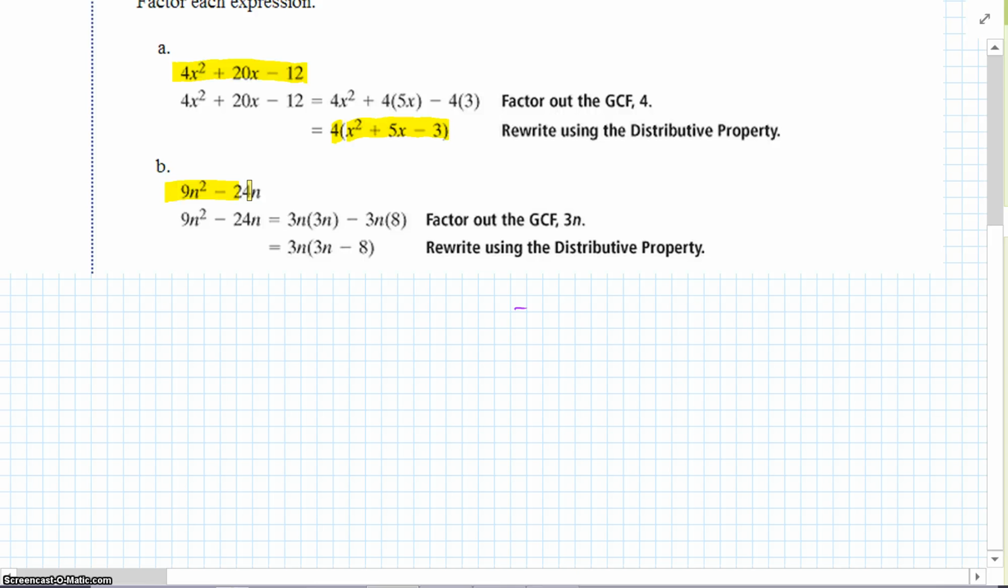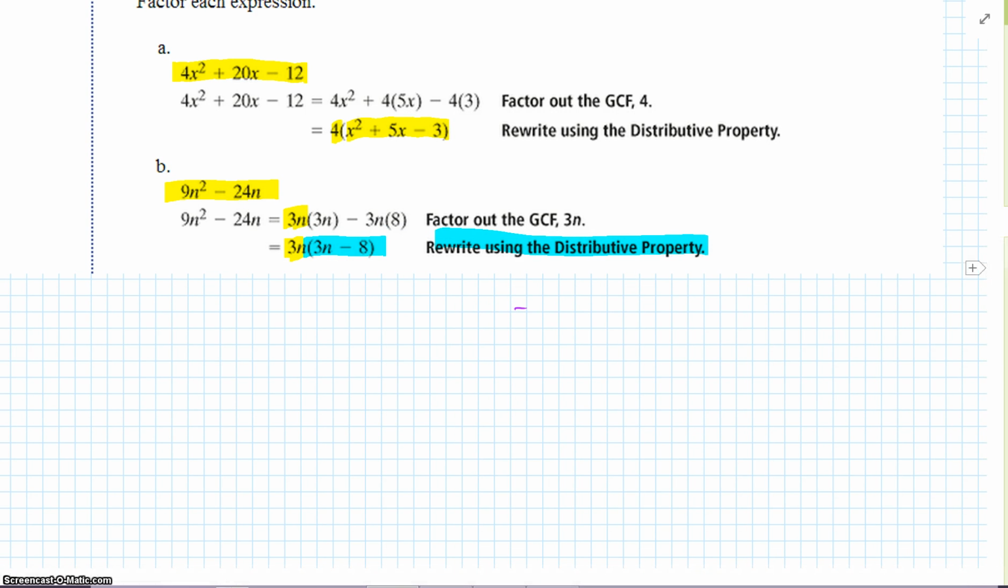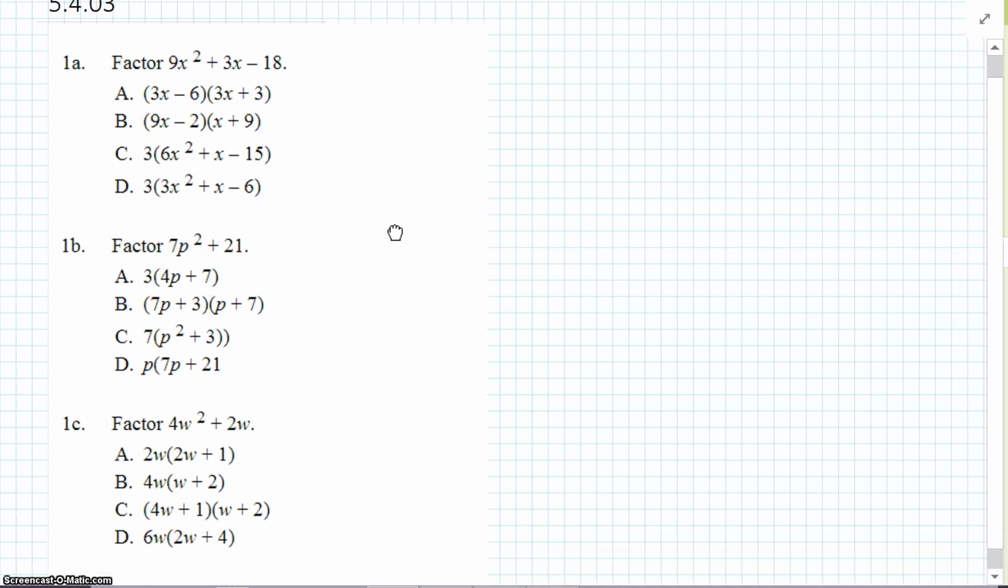All right. B, 9n squared minus 24n. We can factor out a 3n. When we do, it's going to be 3n times 3n minus 8. And we can just use the distributive property to do that. So let's get on to work.